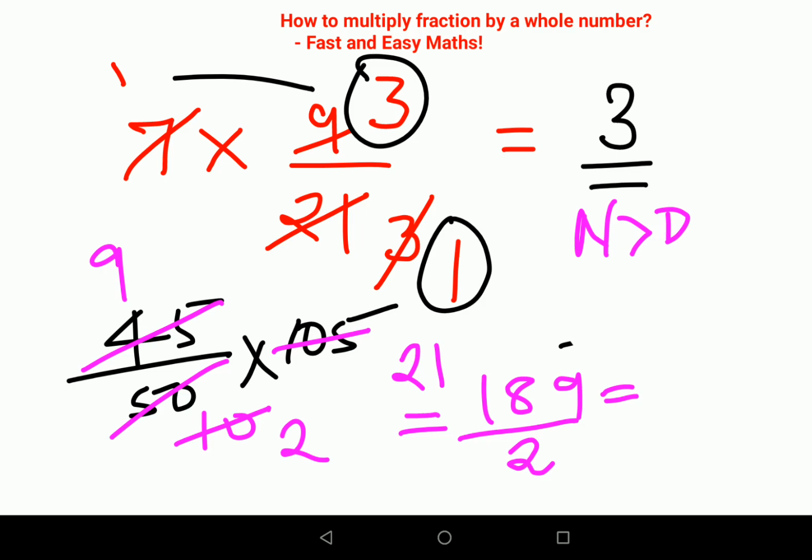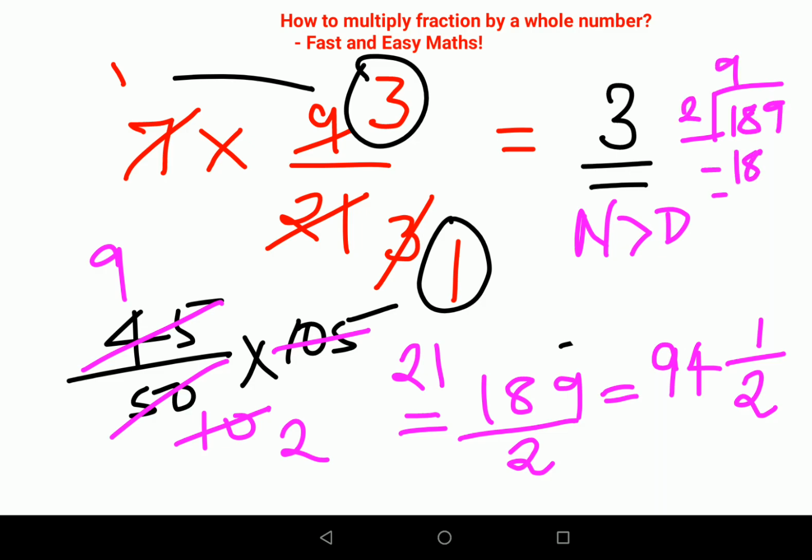So when you do 18 and 2, you get what? 9, and then you have 9, so 94, and 1 is your remainder, so 1 will come as your numerator and 2 gets carried on as your denominator. In case you all are getting confused, you can do it like this. 189 upon 2, so 9 twos are 18, cancel, then we have 9, so 4 twos are 8, and your remainder is just 1.